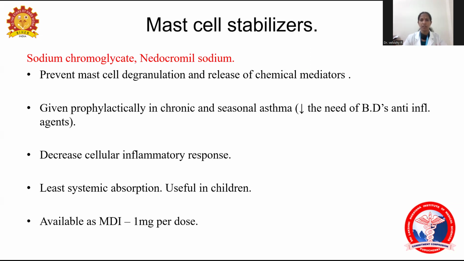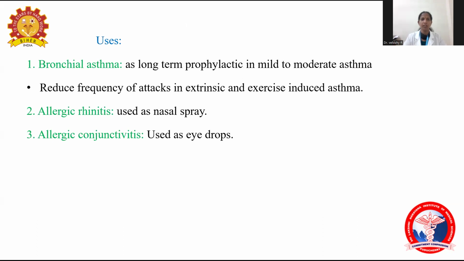So among the drugs used in bronchial asthma, beta-2 agonists, anticholinergics, steroids and mast cell stabilizers, this whole group of drugs is available in inhaler form, metered dose inhaler. Coming to the use of mast cell stabilizers, mainly for bronchial asthma as a long-term prophylactic in mild to moderate asthma. Apart from bronchial asthma, it can also be used in allergic rhinitis and allergic conjunctivitis.